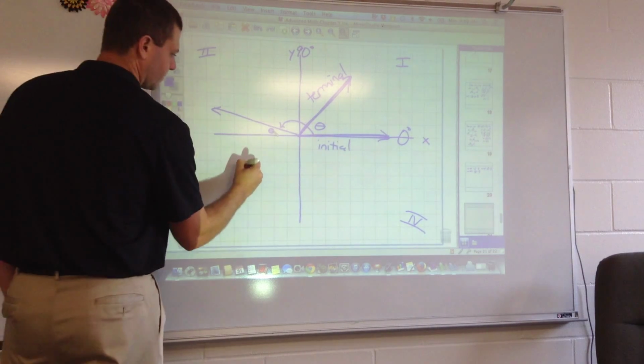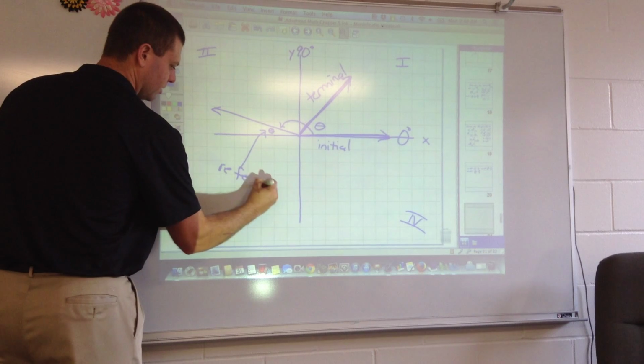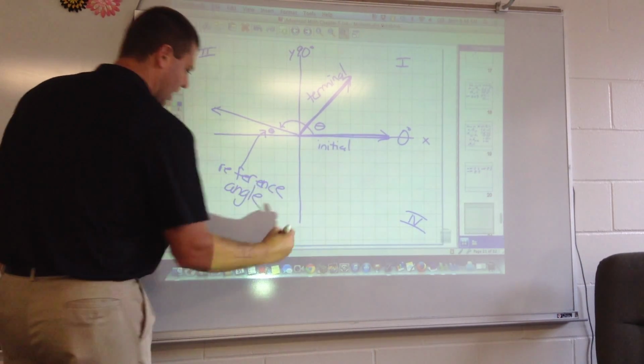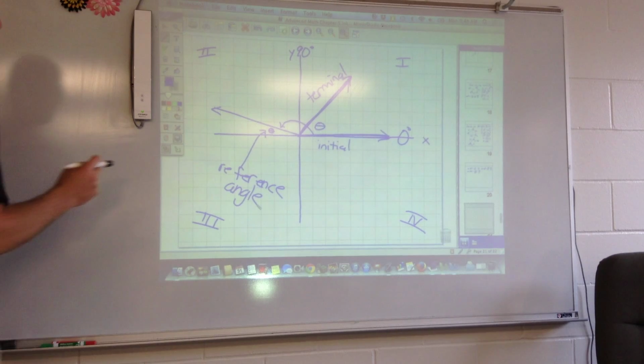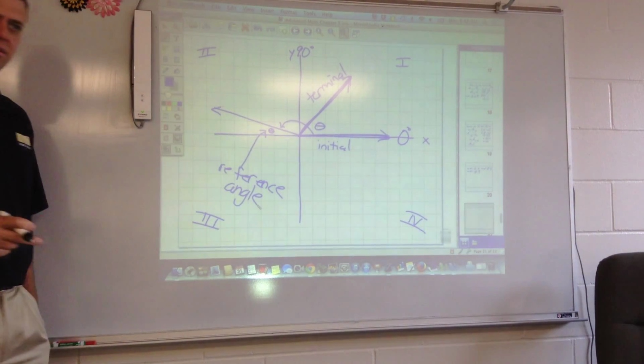Does it look the same as theta? Yes, it's supposed to be the same as theta. So that is our reference angle. A reference angle is always the angle that's created by the terminal side and the x-axis.